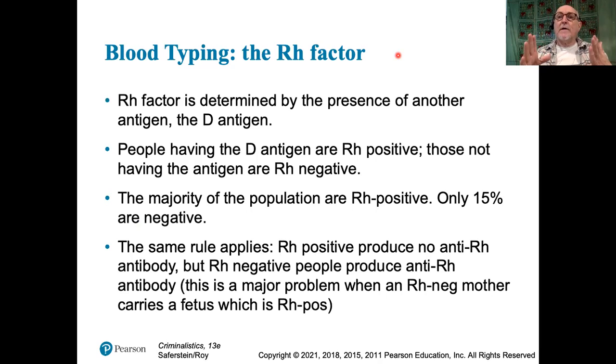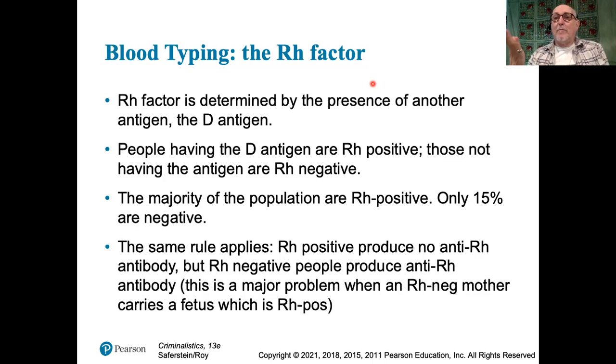It's the same logic. If you've got the D antigen and you're Rh positive, you do not produce antibody to it. Otherwise, you'd be sticking together your own blood corpuscles. You produce the anti-D antibody if you are Rh negative. The Rh is a little bit different because the vast majority of the population are Rh positive, 85%, in fact more usually. Only about 15% of the population are Rh negative.